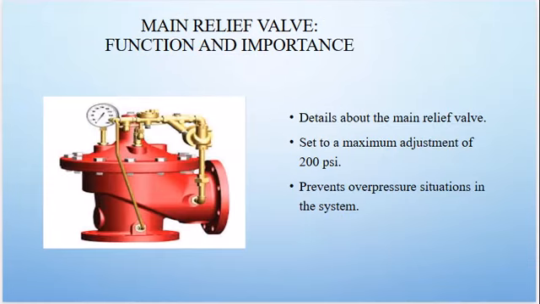Main relief valve, function and importance. This slide details the main relief valve, which prevents overpressure situations. Set to a maximum adjustment of 200 psi, it safeguards the system from damage. Regular checks ensure that the valve functions properly under varying conditions. Maintaining this valve's integrity is critical for the safety of the fire pump setup. An effective relief valve contributes significantly to overall system reliability.